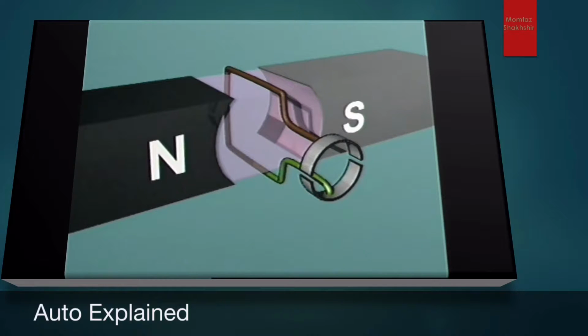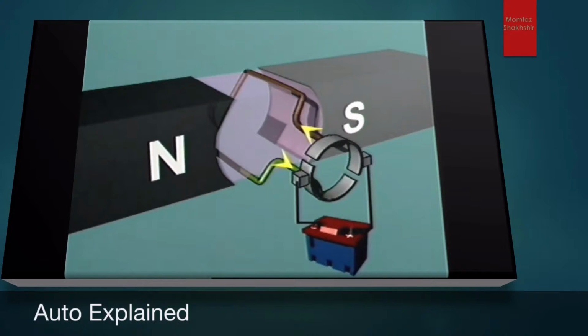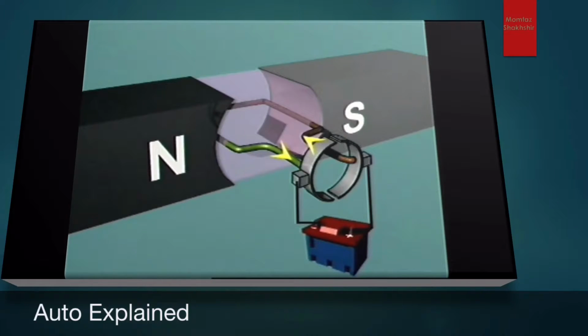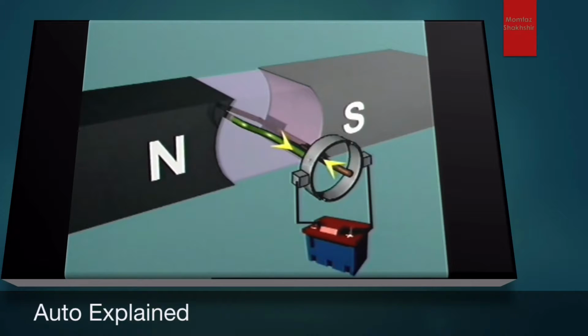In this example, the commutator consists of two semicircular segments which are connected to the two ends of the loop and are insulated from each other. Carbon-impregnated brushes provide a sliding connection to the commutator to complete the circuit and allow current to flow through the loop. Rotation commences with both sides of the conductor loop cutting the stationary field.